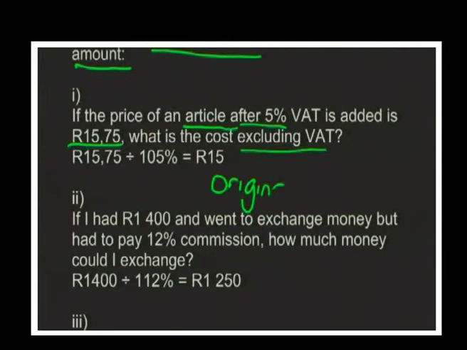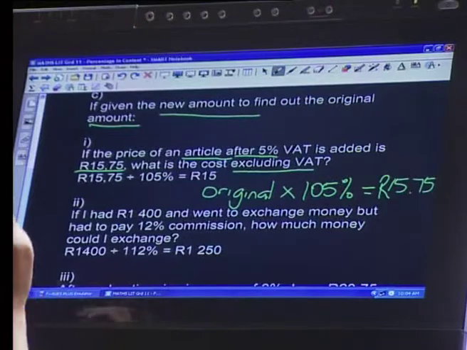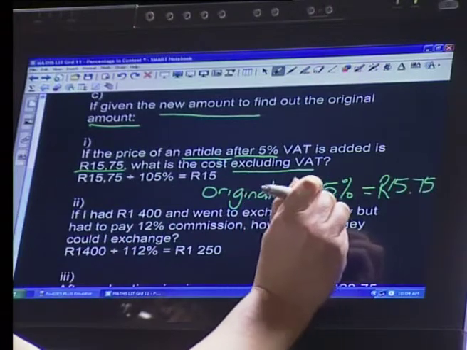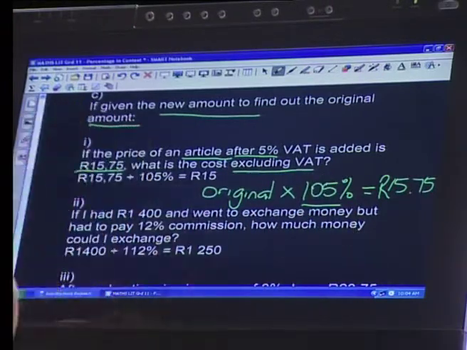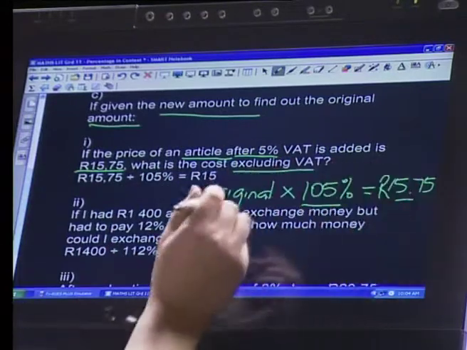Before I go to my calculations that I've got here, I actually want to analyze what the question is saying. The question is saying I've got an original amount, I have multiplied it by 105%, and I get an answer of 15 Rand 75. I hope you can all see that that is what it says. So let's analyze it again. The price of an article after 5% VAT was added, so that's how I'm adding my 5%, is 15 Rand 75. So that is my answer.